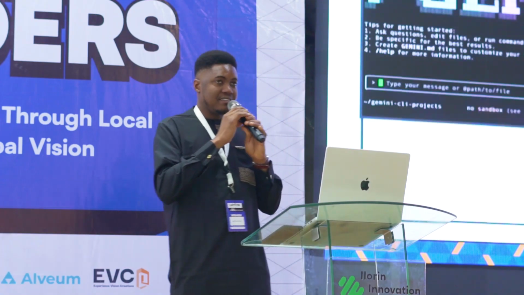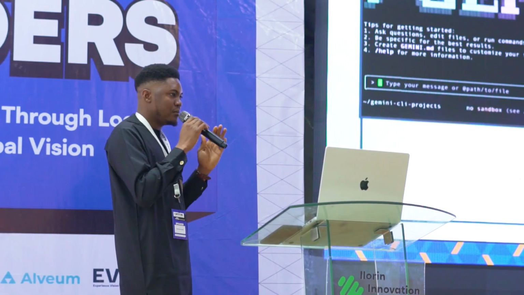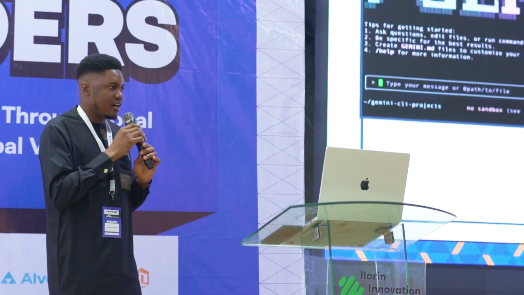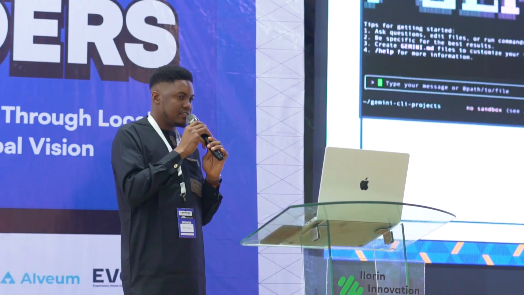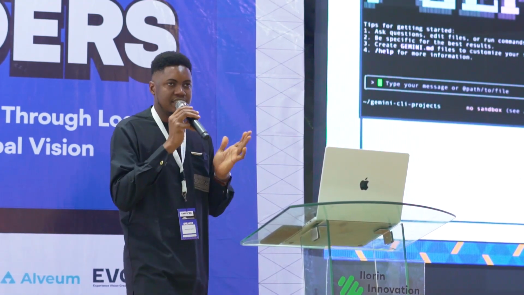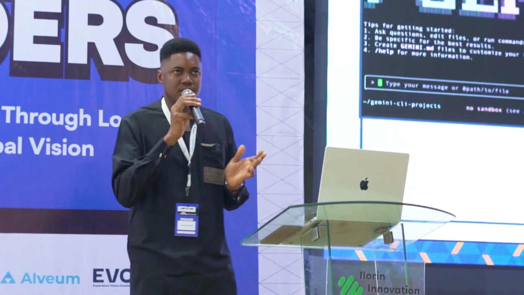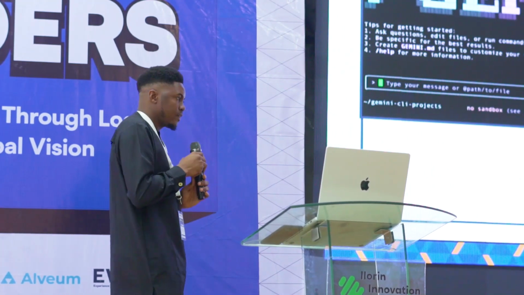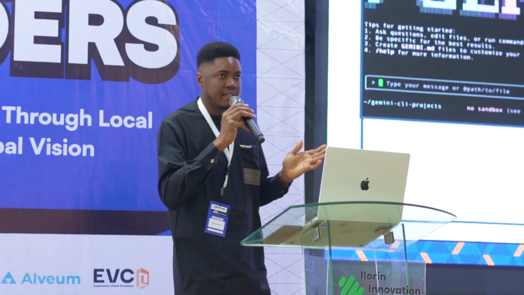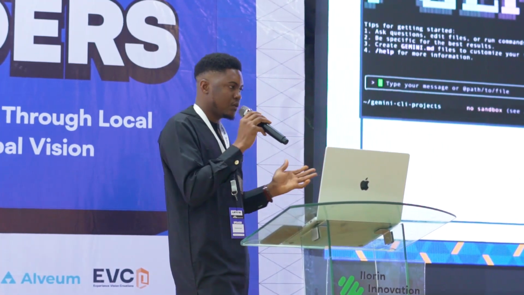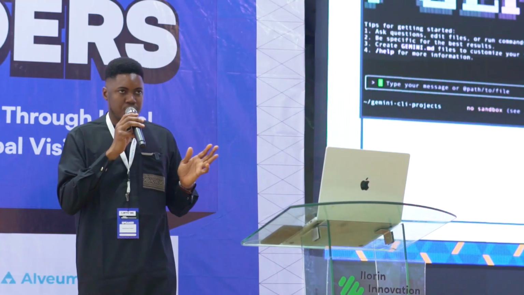So what is Gemini? I don't know how many people here have heard about Gemini CLI. Gemini is not the first agentic model that was released. I think the first popular one was Claude Code, and OpenAI now has their own. I think it's called Codex, and there are many others as well. But Gemini is from Google, right?